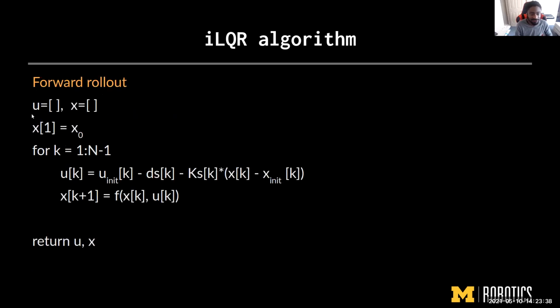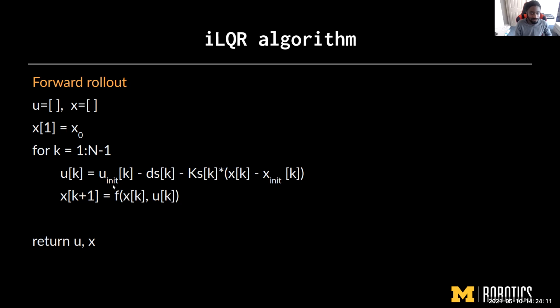For the forward rollout, based on the D and the K vectors we got from the backward pass, we use the D and the K to solve for U. For each of the time steps, we solve for U using this expression, which is almost the same as the expression for the LQR, but it has this D factor as well. And once we have the U, we use the dynamics to get the x of k plus 1 for the next time step.